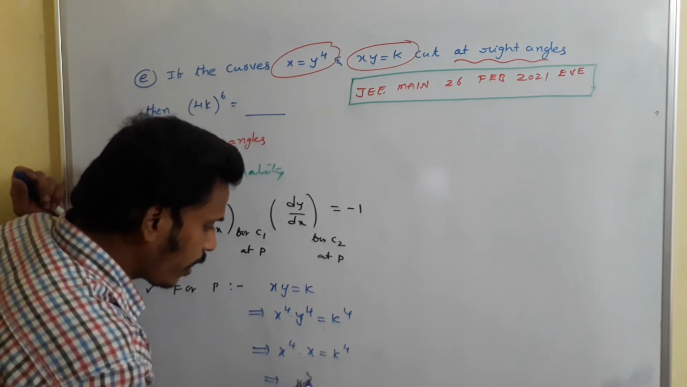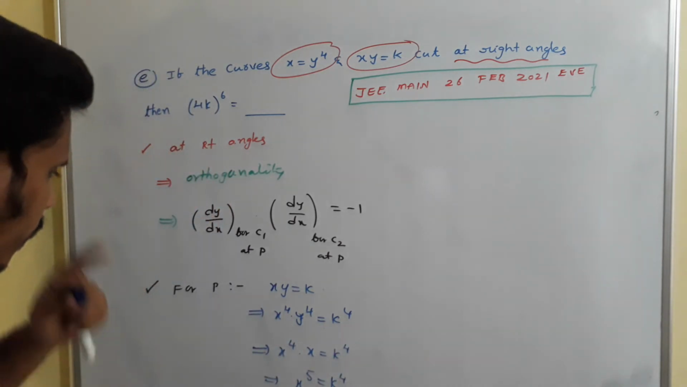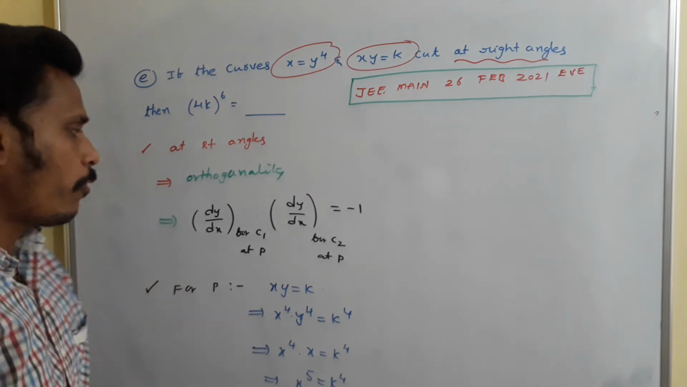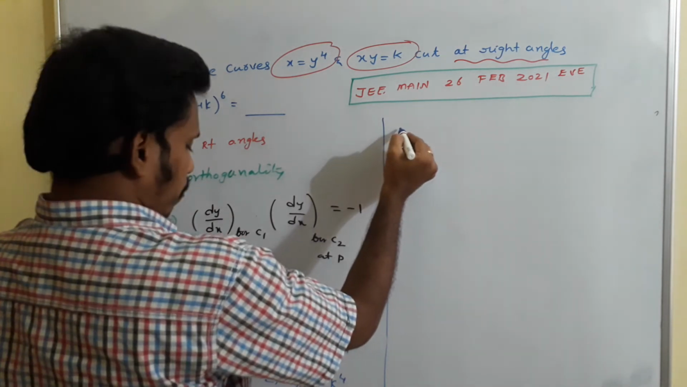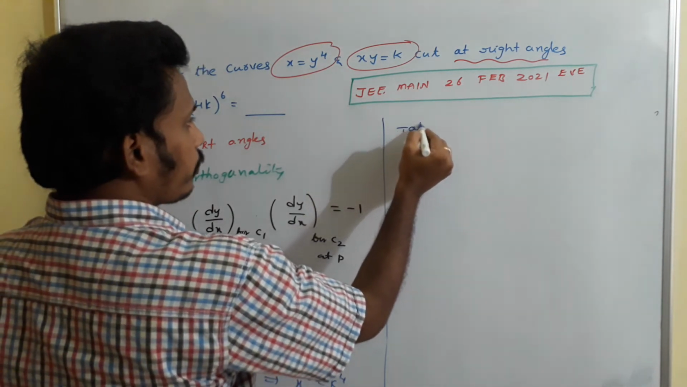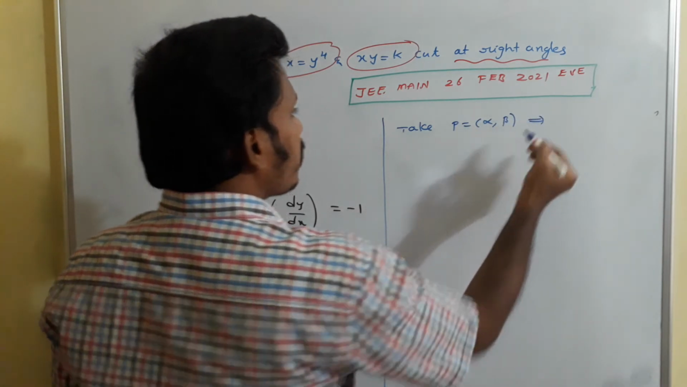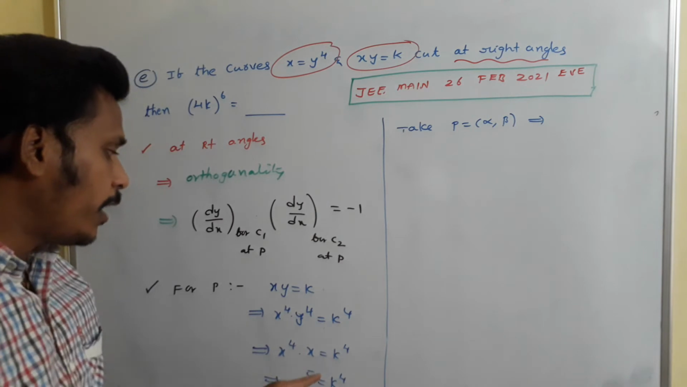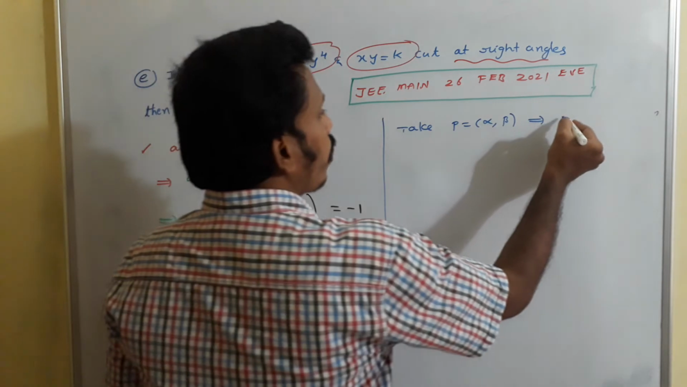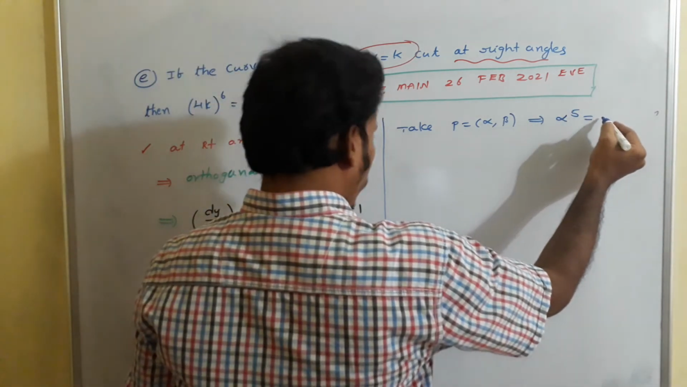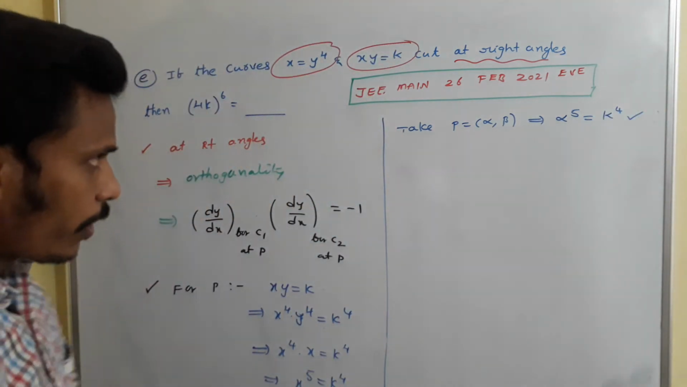So what we have at the end? x power 5 is equals to k power 4. See, at P, x power 5 is equals to k power 4. So leave it, no problem. First of all, take that P is equals to alpha comma beta. Then since P is equals to alpha comma beta, we have alpha power 5 is equals to k power 4. You just keep it aside. As per the requirement, we will use it.